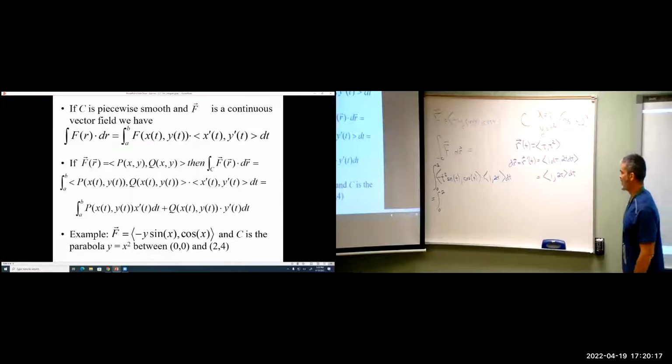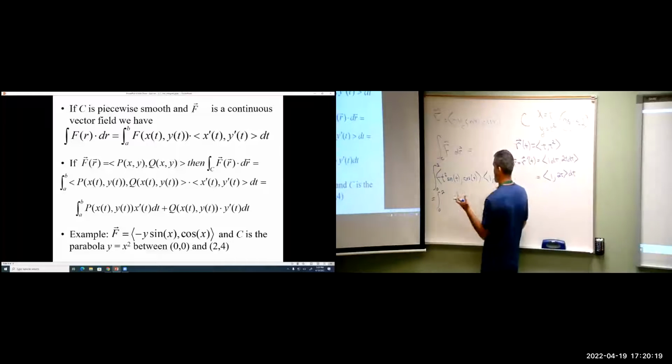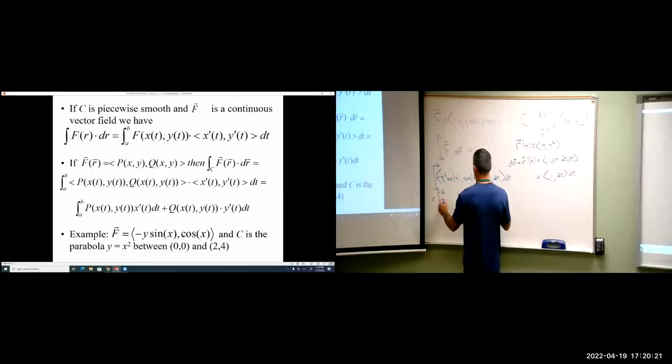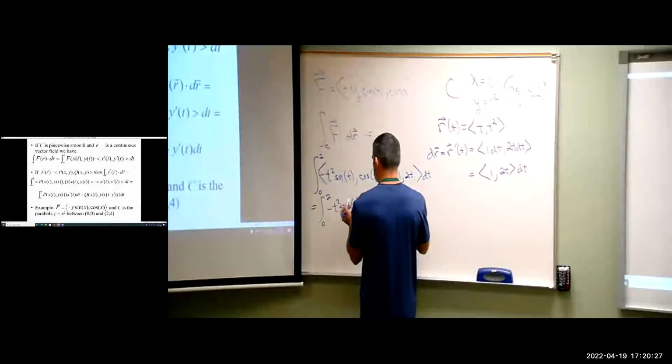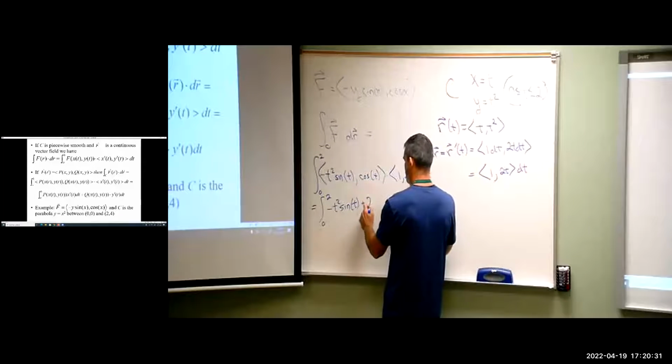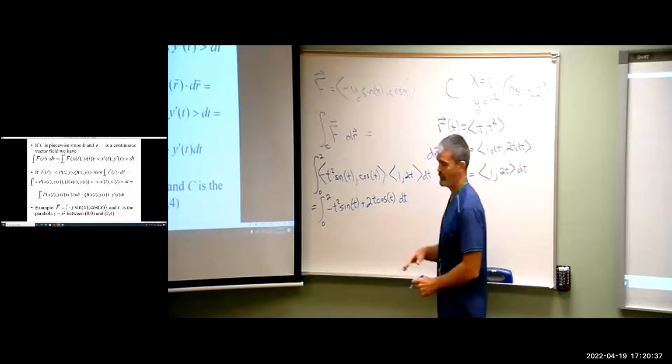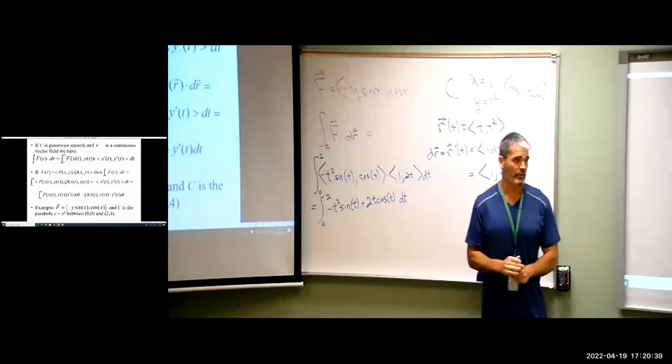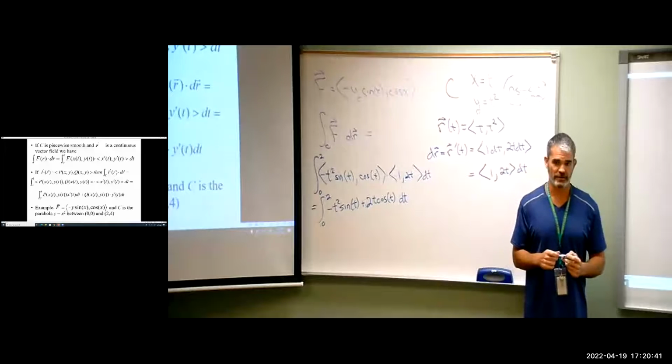All right, dot product these together. So remember dot product, multiply these. So negative t squared sine of t times 1 plus 2t times cosine of t dt. We're now at a single variable integral that we can calculate.